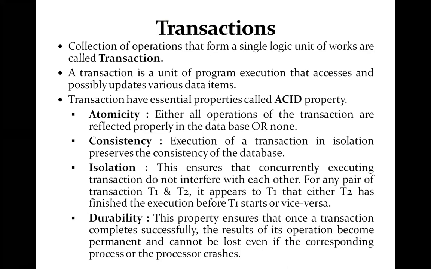The third one is isolation. This property ensures that concurrently executing transactions do not interfere with each other. They should be done separately or sequentially. For example, if we take any pair of transactions T1 and T2, it appears to T1 that either T2 has finished execution before T1 starts, or vice versa.